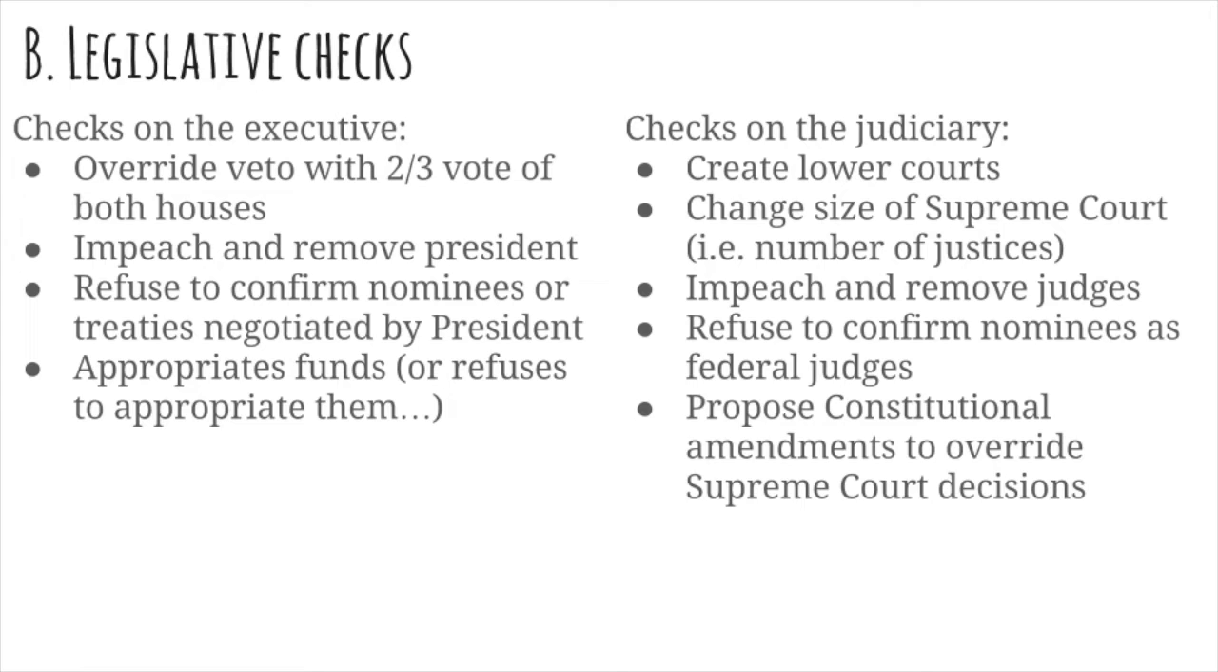So in terms of the legislative, they check the executive by overriding presidential vetoes, by impeaching the president. They can refuse to confirm nominees or treaties that are negotiated by the president. The most relevant anecdote here would be the death of Antonin Scalia and the fact that Obama will get to appoint a new justice, but that it has to be approved by the Senate. So that's a check that the Senate has over the executive.